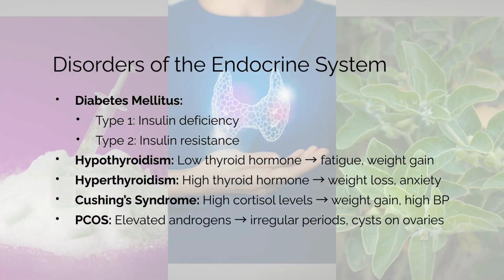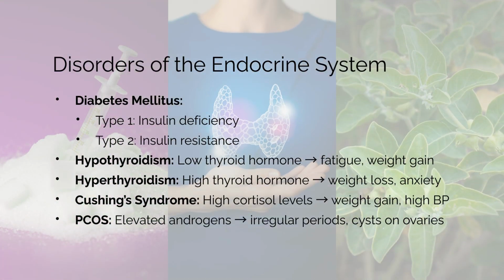Let's briefly discuss a few common endocrine disorders. Diabetes mellitus, a condition where the body either doesn't produce enough insulin, type 1, or becomes resistant to insulin, type 2, leading to high blood sugar levels. Hypothyroidism, a condition where the thyroid doesn't produce enough thyroid hormone, leading to symptoms like fatigue, weight gain, and depression. Hyperthyroidism. When the thyroid produces too much hormone, leading to symptoms like weight loss, anxiety, and increased heart rate.